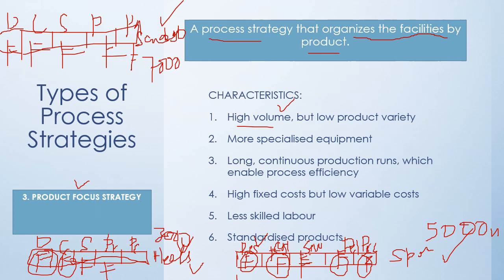yang banyak. But low product variety, because product focus strategy is only suitable when the company has a few types of product. Kalau company mempunyai banyak sangat produk, tak bersesuaian pakai product focus strategy because it will incur a high cost because of redundant facilities. More specialized equipment is used.